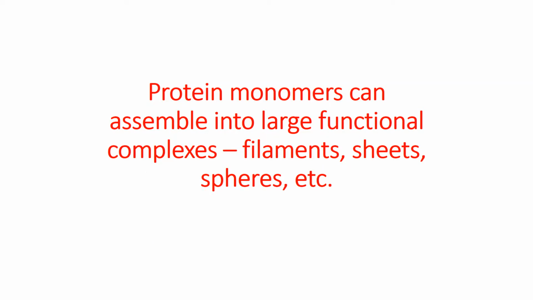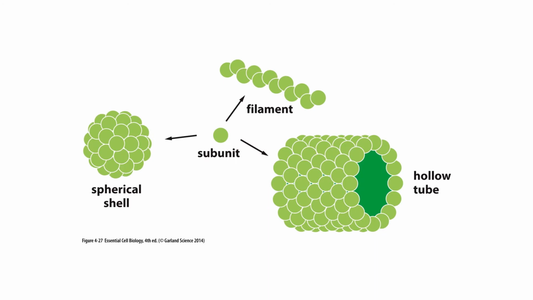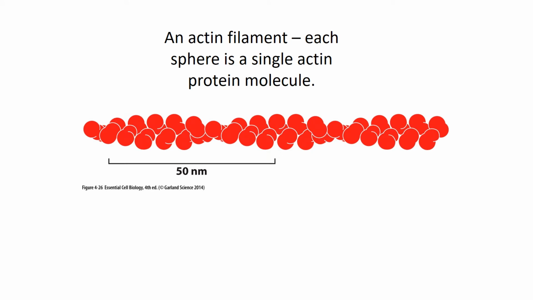Sometimes protein monomers assemble into very large functional complexes consisting of many, many monomers. These functional complexes may assume the shape of a filament, they may form sheets or tubes, or they may form spherical structures. This figure 4-27 illustrates what we talked about. The structural protein actin is formed by a number of individual actin molecules that fuse together in such a way that they form a very strong filament. This filament is the functional form of actin.